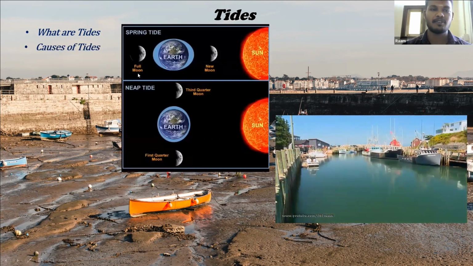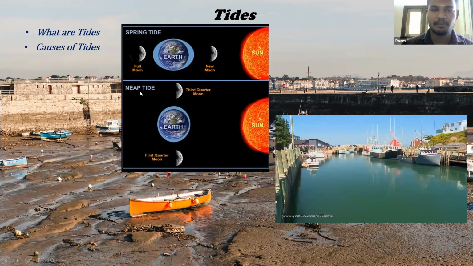First of all, what are the causes of tides? These tides are caused due to the gravitational force of the moon and the sun over the earth. Usually there are two types of tides, that is spring tide and neap tide. Spring tide actually occurs during the new moon and full moon time, when the earth, sun and moon are all in a straight horizontal plane. The water will be bulging, so this is the zone where the high tide is present, and this is the zone where the low tide is present.